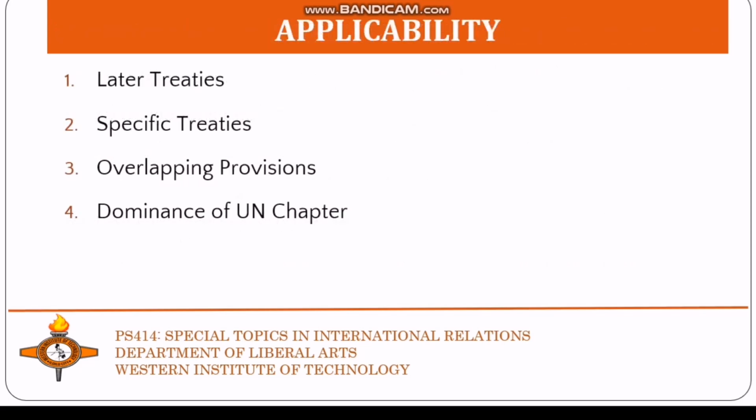Next slide is applicability. A later treaty may invalidate an older treaty when they have conflicting provisions. Then we have the specific treaties. It is generally understood to prevail over more general treaties when they have conflicting provisions. Next is the overlapping provisions. When treaties have overlapping provisions, they must be interpreted in a way that would harmonize them. If conflicts are still present, the rules of specific treaty and later treaty must be applied.